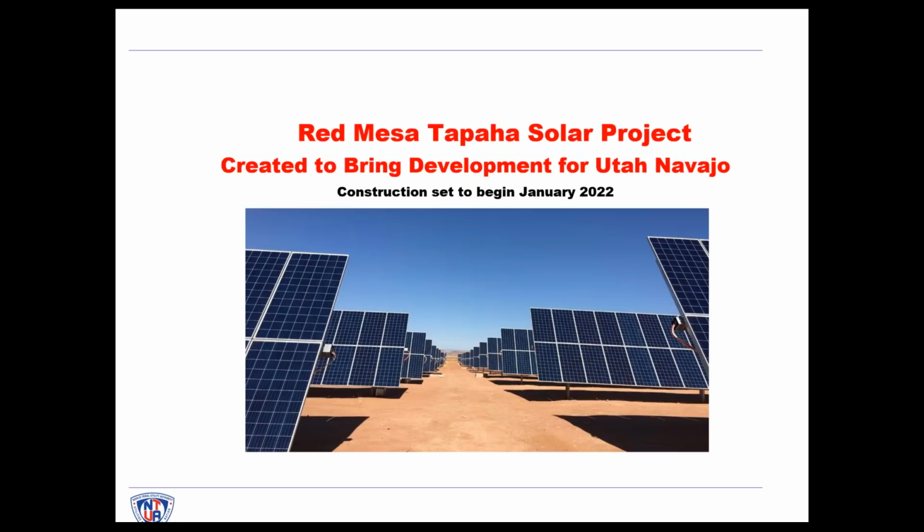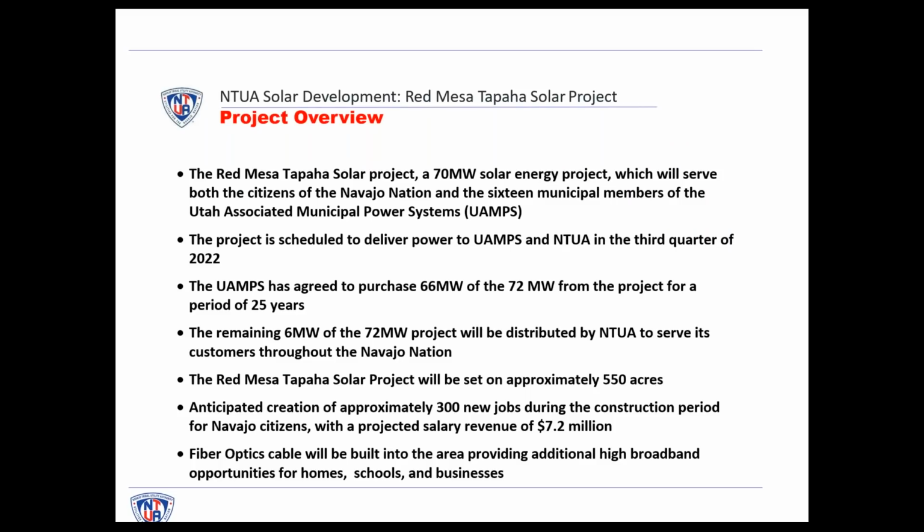So now I'd like to just talk a little bit about our upcoming projects. The first one is what's known as the Red Mesa Tapaha Solar Project. Next slide. Red Mesa initially was a 70 megawatt project, which has just become a 72 megawatt project. Again, it's a moving target, but in this case, very good.